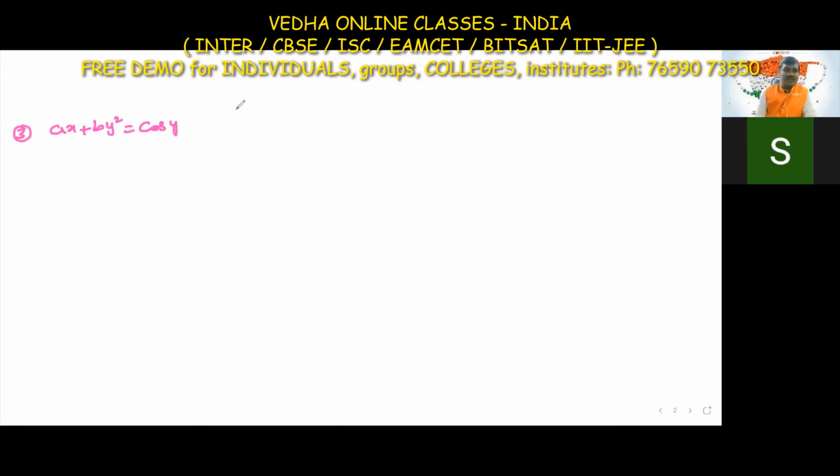Here ax plus by square is equal to cos y. So what is given? The given equation is ax plus by square is equal to cos y. Now I am differentiating with respect to x on both sides.